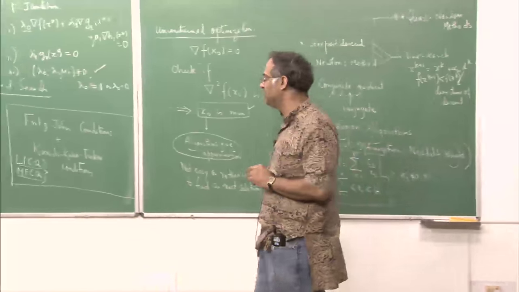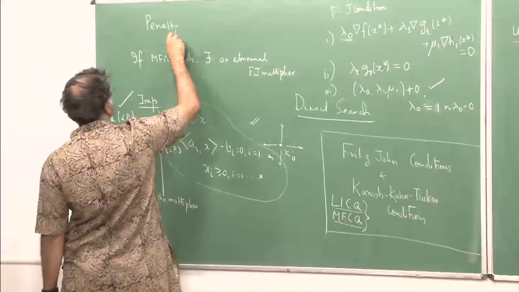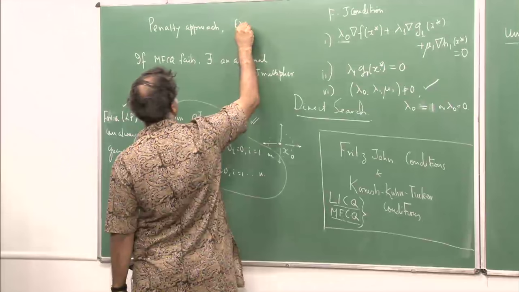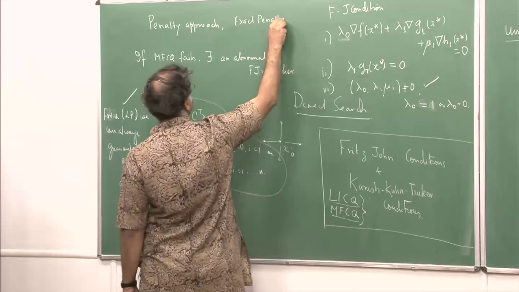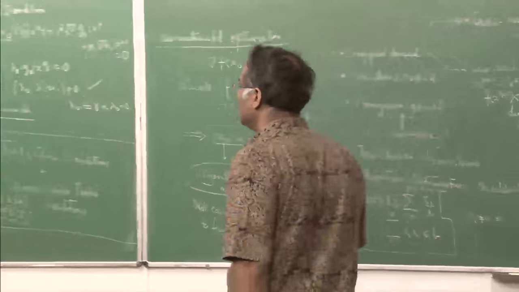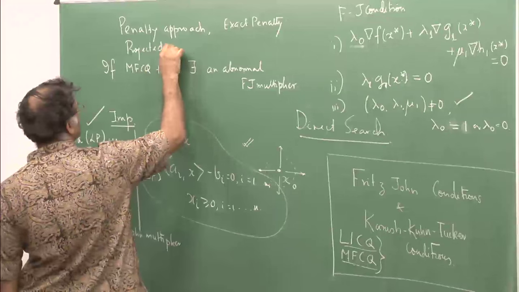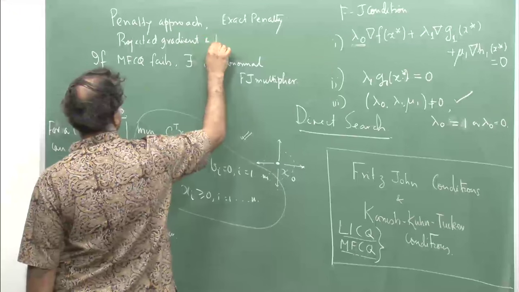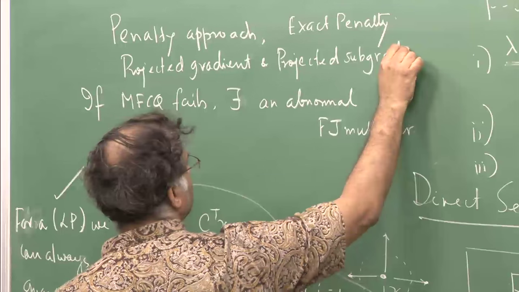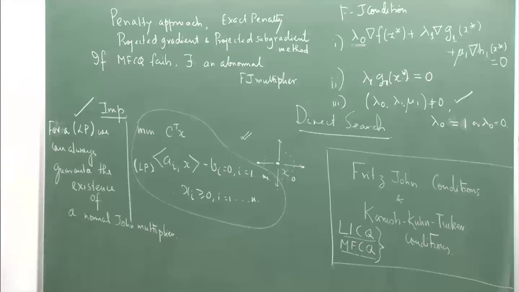So, there are many things that we have studied. For example, we have studied the penalty method, the penalty approach, and we have spoken about exact penalty. We have spoken about the projected gradient method and the projected subgradient method. We have also studied in quite some detail about Lagrangian duality.